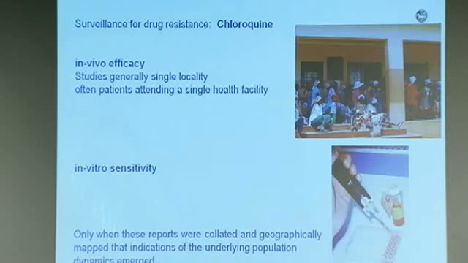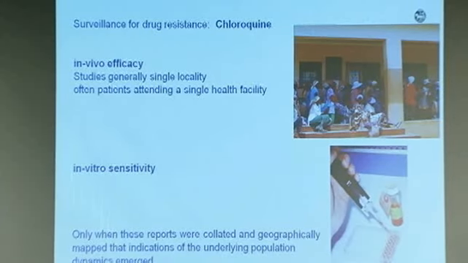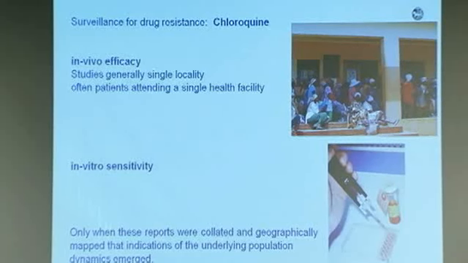If we look at surveillance for drug resistance to chloroquine, this was largely carried out using in vivo efficacy studies. These are usually based in a single locality, often in a single health facility. Patients are recruited and we follow the success or otherwise of their treatment by looking at parasitemia and clinical outcomes. But it can also be followed by in vitro sensitivity. And it's only when these reports were collated and geographically mapped, sometime after the event, that the underlying population dynamics of chloroquine resistance in Africa began to become apparent.